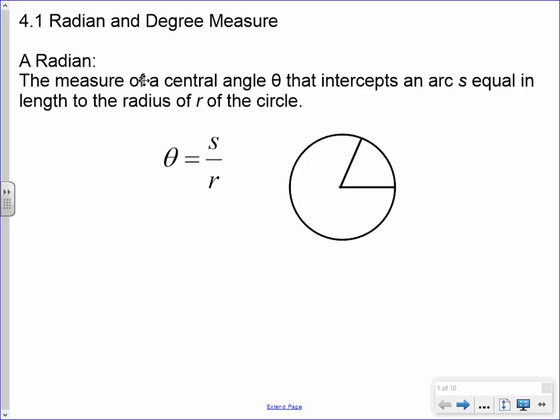Okay, so a radian is a measure of an angle. And 1 radian means that the radius and arc length are the same. So if our radius is the same length as this right here, we have 1 radian. That's what that means. That is how a radian is defined.